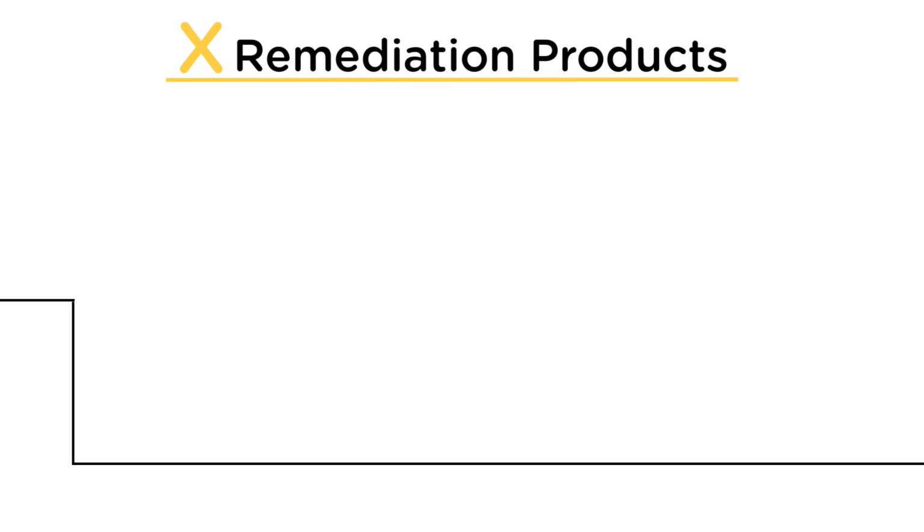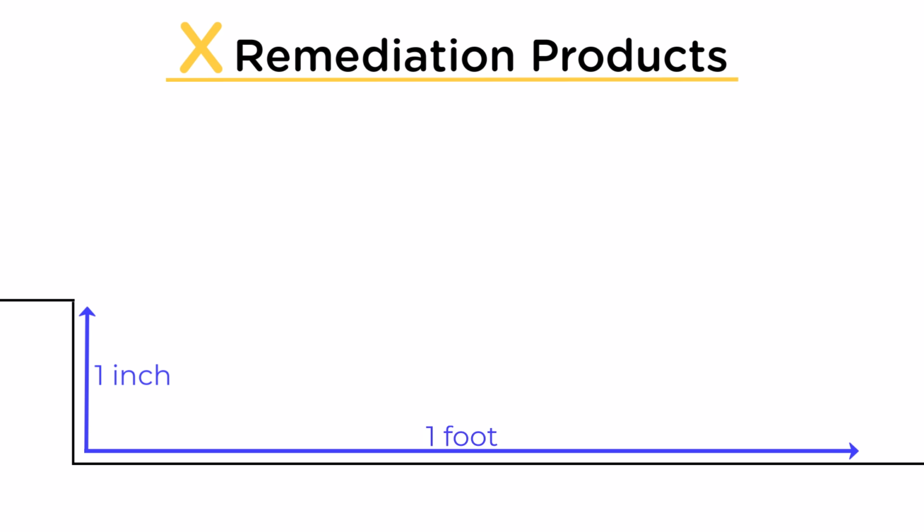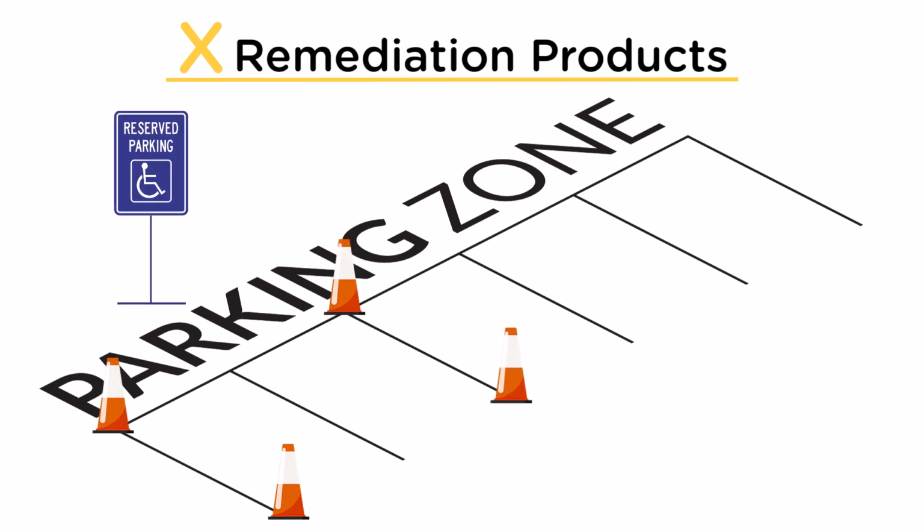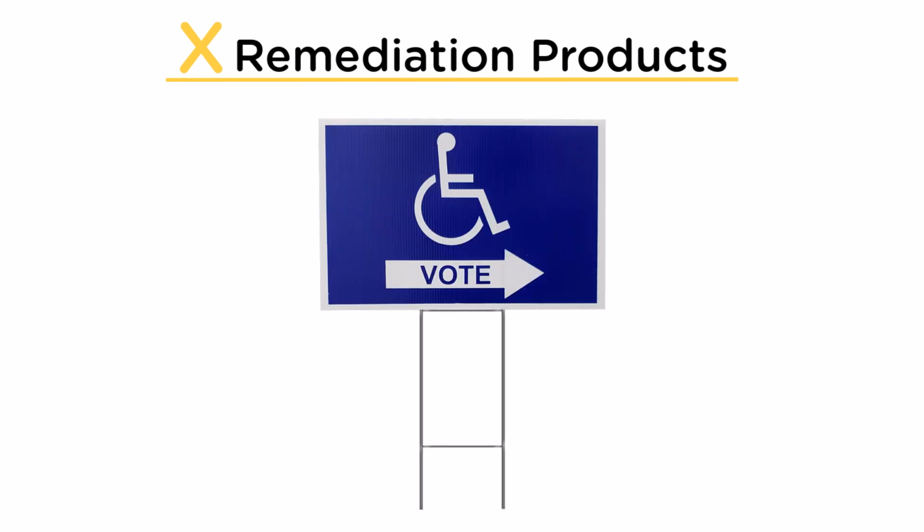In cases where you need a temporary ramp, for every 1-inch vertical rise, you require a 1-foot horizontal ramp. A temporary ramp may extend several feet from the threshold. Consider whether or not this would impact the accessibility of the pathway. If existing parking is not accessible, you can use cones or pylons to delineate accessible parking spaces. Temporary signage can be used to direct electors.